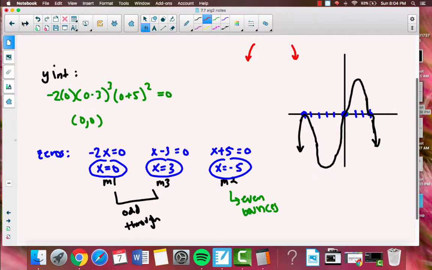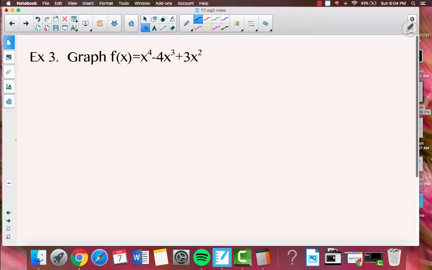So let's look at example 3. This one says graph this equation here. Now notice this is not in factored form. So right away, end behavior is a little bit easier to find. We want to look at the degree, and the degree is the highest exponent.